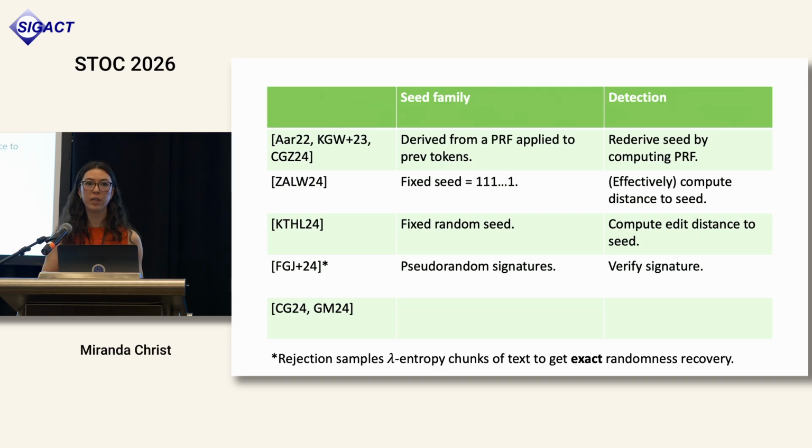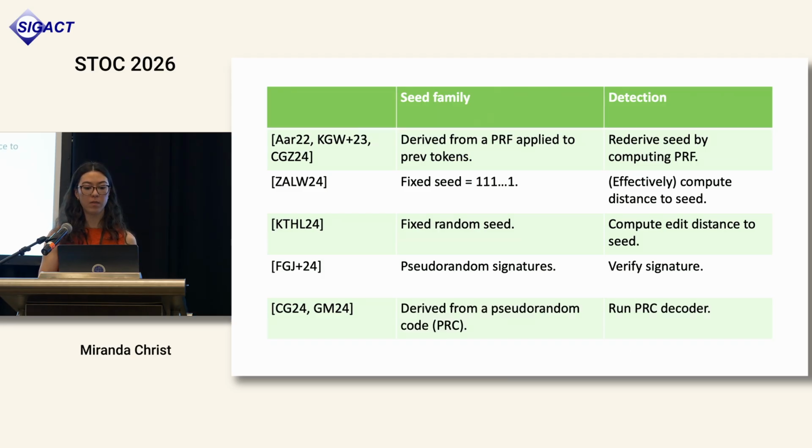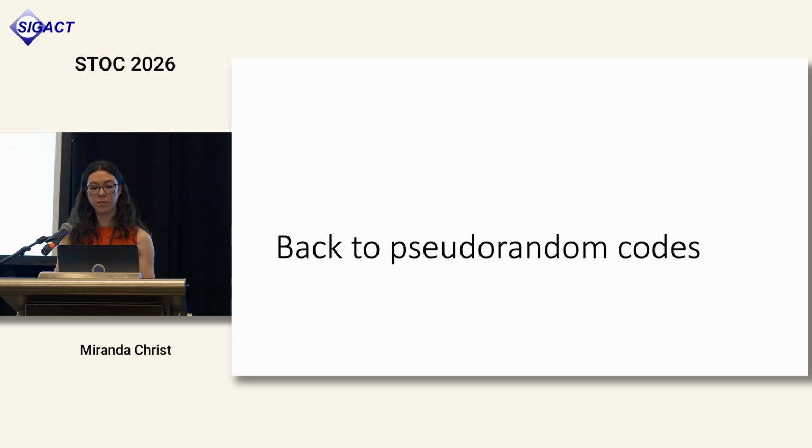Another thing you could imagine doing is, as a seed, you could use something like a pseudorandom signature, and this could get you an unforgeability property of the watermark. I won't say too much about this, but you can see that by changing the seed, you can get all kinds of different properties of your watermark. Finally, there's a pseudorandom code-based approach where you replace the random seed with a pseudorandom code word, and now to detect, you effectively check distance to a code word by running the decoding algorithm that comes with the pseudorandom code. And so for the remainder of the talk, I'll focus on pseudorandom codes.